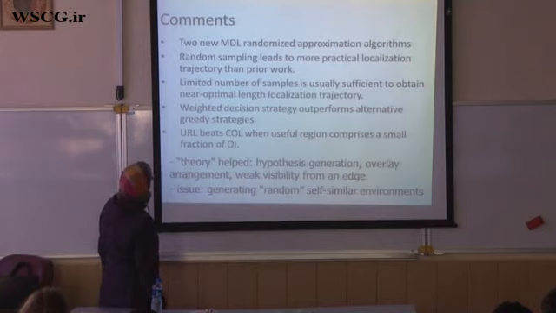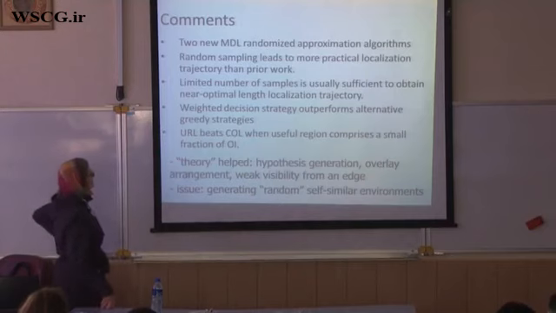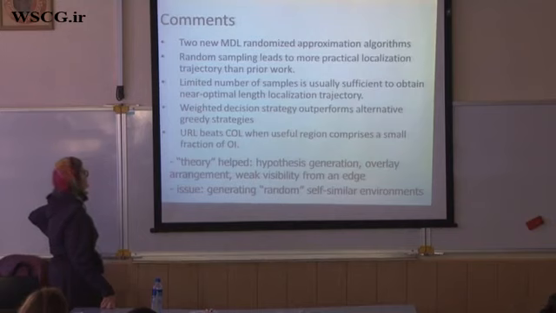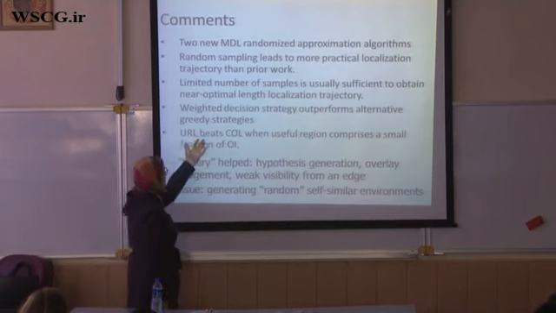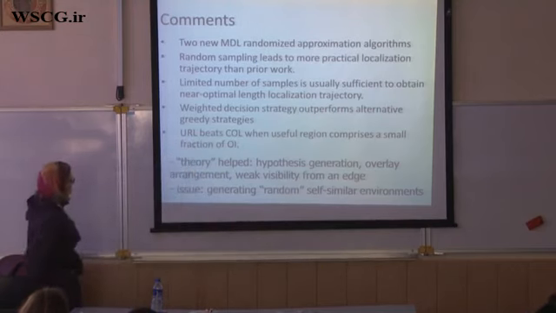And just with the types of environments she was generating, it seemed like you didn't have to generate so many samples before you got something that compared favorably to the optimal value. And the useful region localization beat out the other strategy.